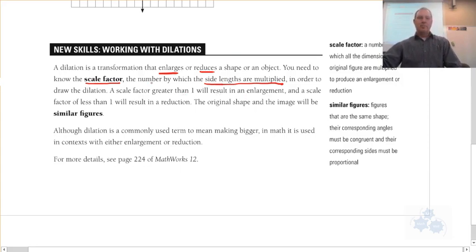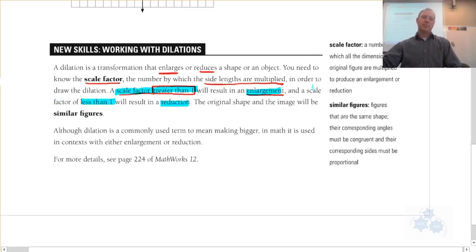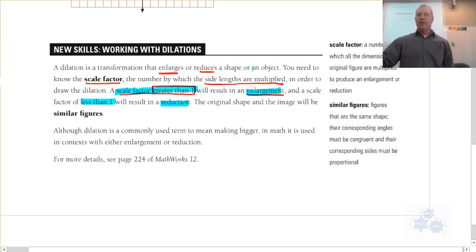So if you have a scale factor that's greater than 1, that's an enlargement. You might want to just highlight some of this. A scale factor greater than 1 is an enlargement. A scale factor less than 1 will be a reduction. So that's pretty straightforward, right? If you have a scale factor of 2, everything is multiplied by 2 to get bigger. Although dilation is a commonly used term to mean making bigger, in math it can also mean making smaller.